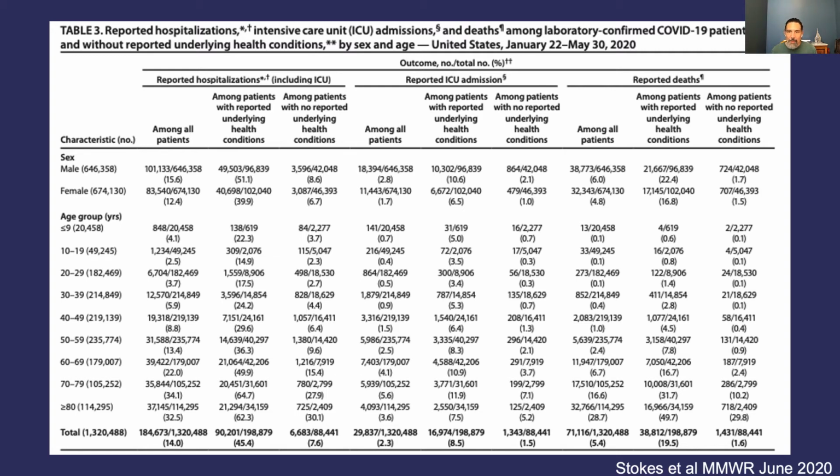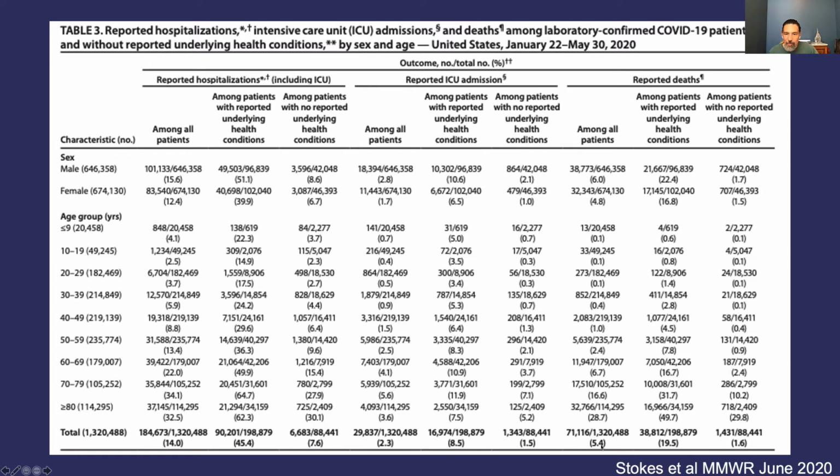And looking at the proportion hospitalized, it was much higher, about 45% among those that had underlying health conditions, and this was true for every age group. About 2.3% of case patients were admitted to the ICU, and this percentage was higher for persons aged 50 and older, and among persons with underlying health conditions in pretty much every age group.